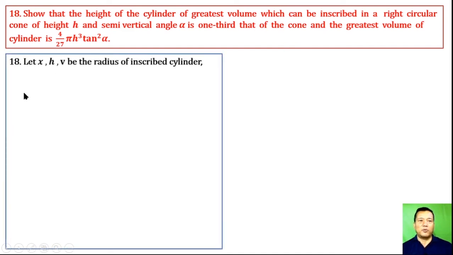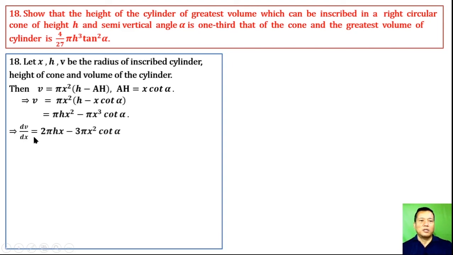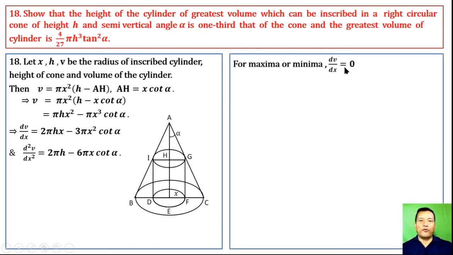Let us prove. Let x, h, V be the radius of the inscribed cylinder, height of the cone, and volume of the cylinder. Then V equal to pi x square h, and h minus a is equal to x cot alpha. Then V equal to, solving this, now V is function of x only. Therefore, dV by dx is 2 pi h x minus 3 pi x square cot alpha. And its second order derivative with respect to x is also this, as in this picture. For maxima or minima, we have to put dV by dx equal to 0. That is, this equal to 0.